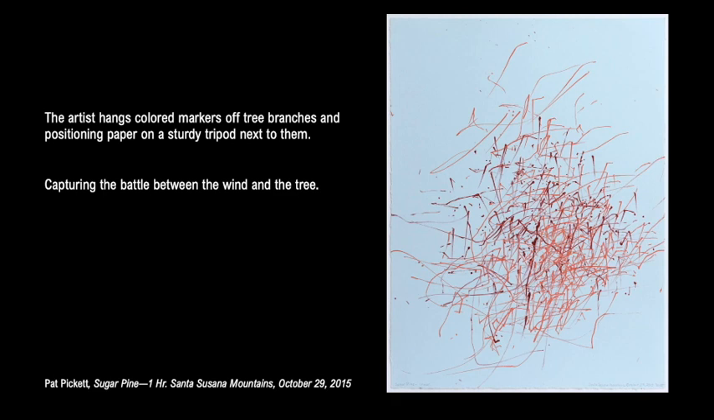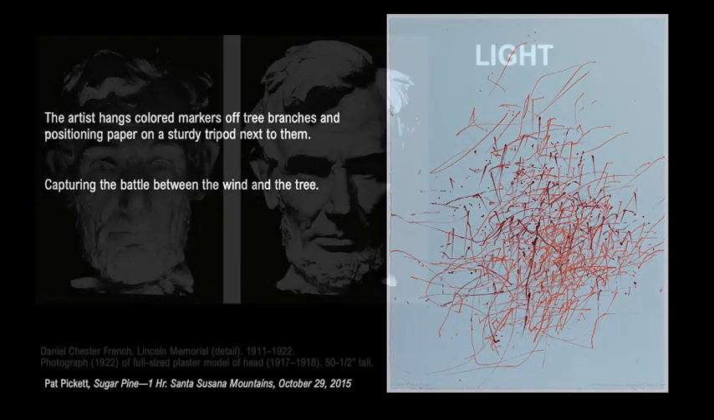In this work, the artist hangs colored markers off of tree branches and positions paper on a sturdy tripod next to them. Okay, this captures the battle between the wind and the tree. In some interesting sense, this seems to illustrate what a tree does in a windstorm, for example. It chooses to bend rather than break. And it reveals the powerful force of wind, which is otherwise invisible.